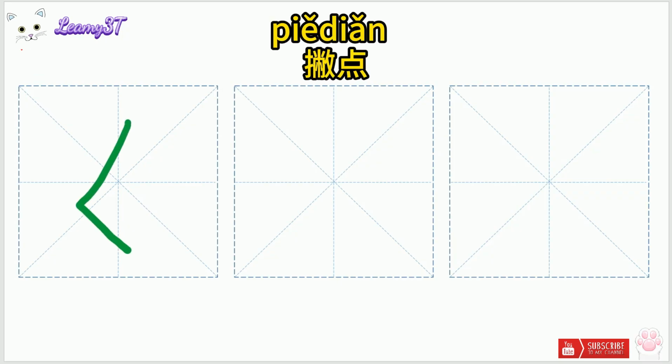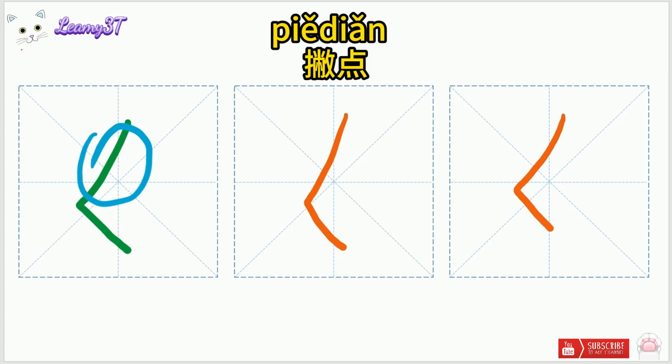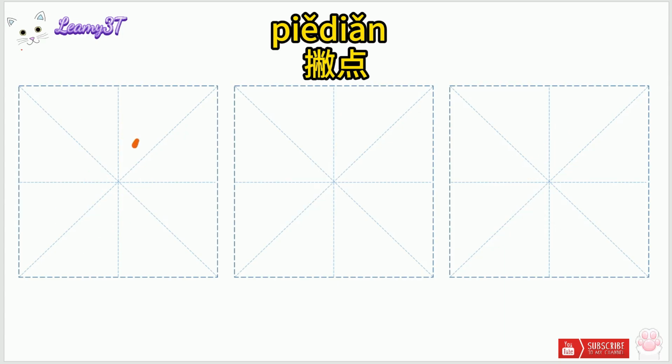撇点 contains the stroke 撇. The stroke 撇 has many variations in real Chinese characters. When writing 撇, the slant can be steep or shallow. But there must be an angle and it's sharp. The length of 撇 can vary depending on the need. It can be short or long.